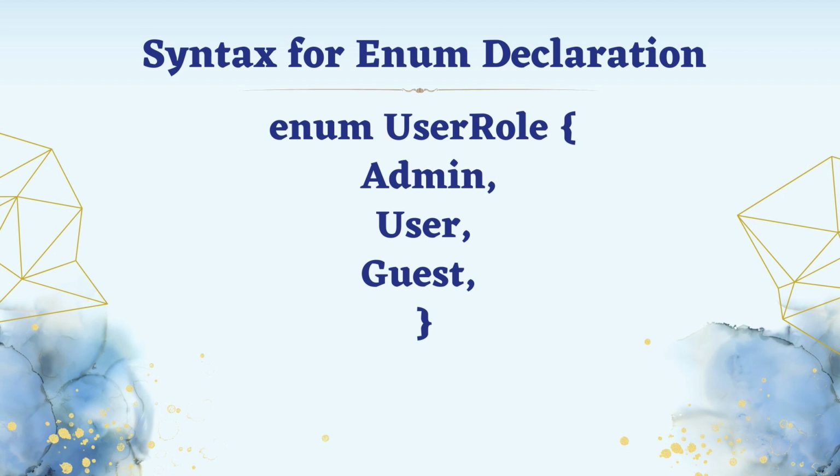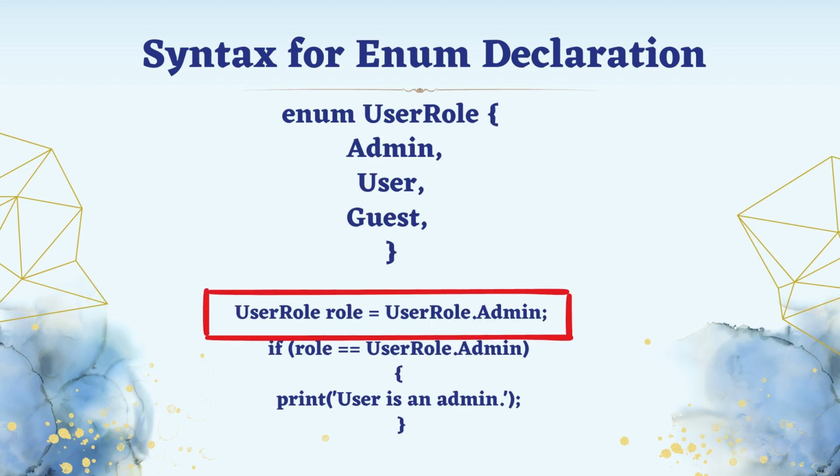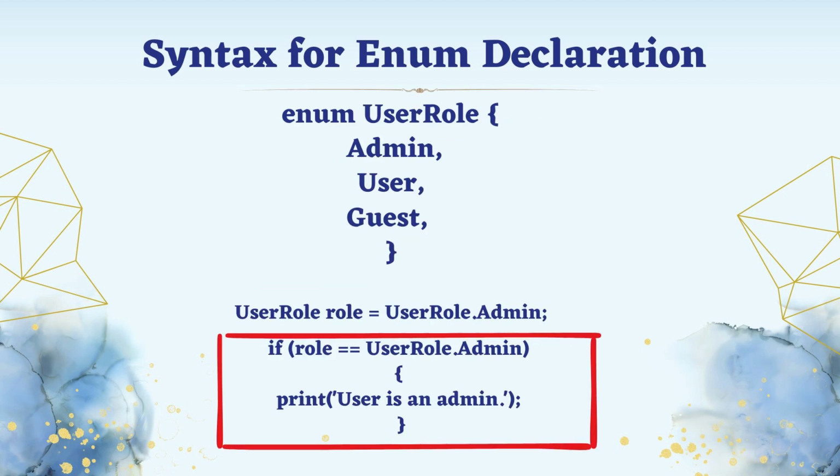Here's how you declare an enum in Dart. In this example, UserRole is the enum, and it has 3 possible values: admin, user, and guest. Once you've defined an enum, you can use it to store and compare values.